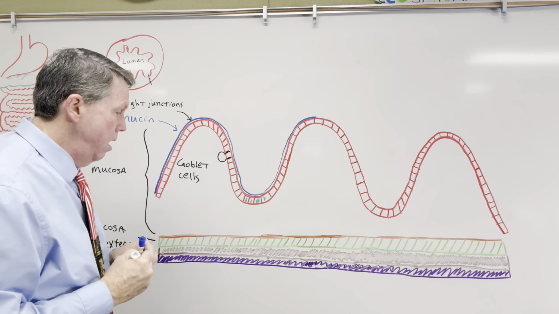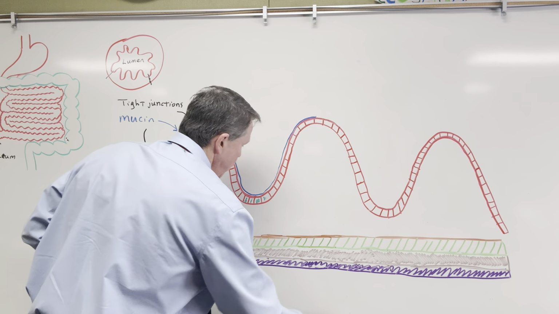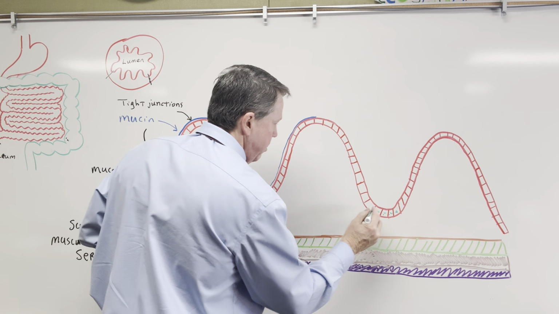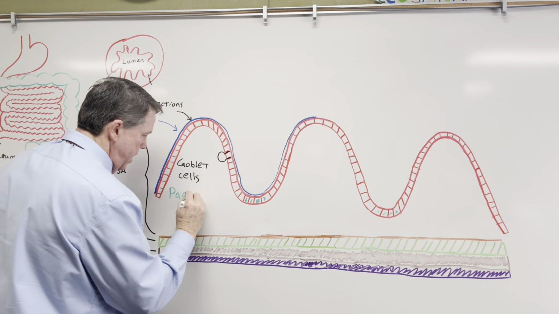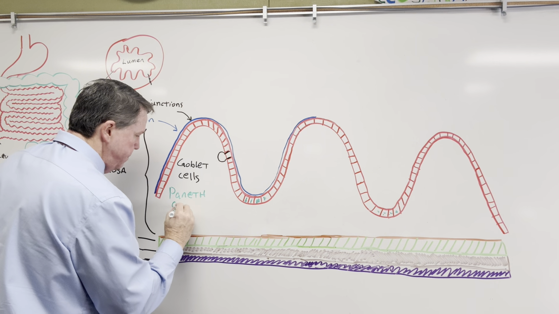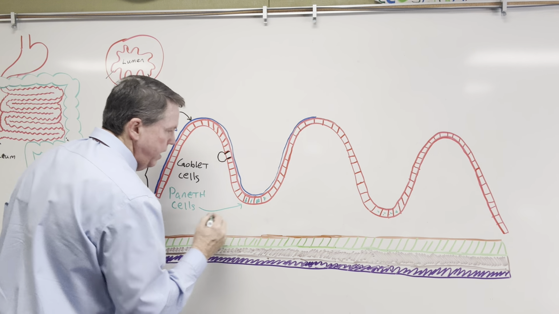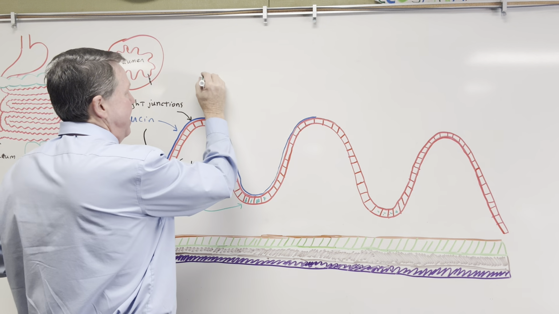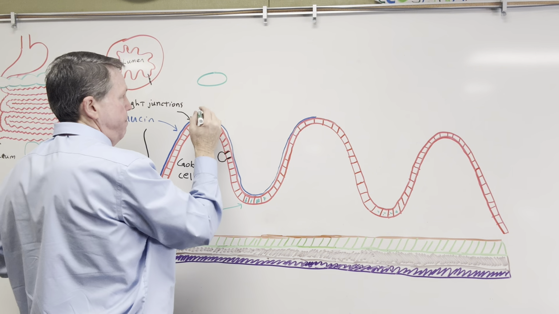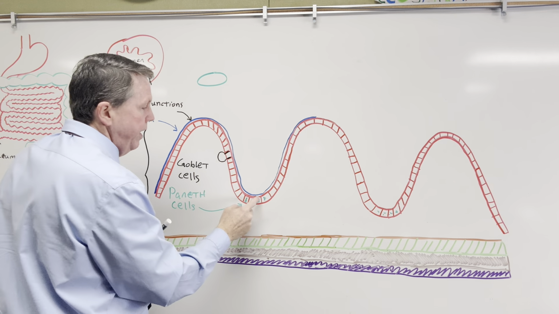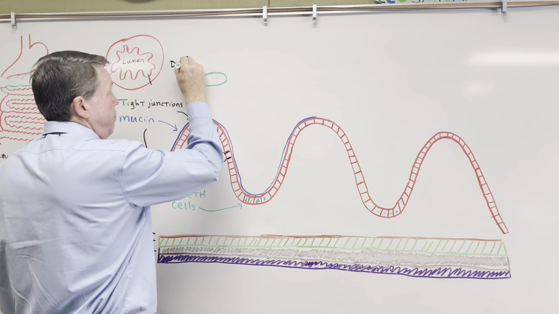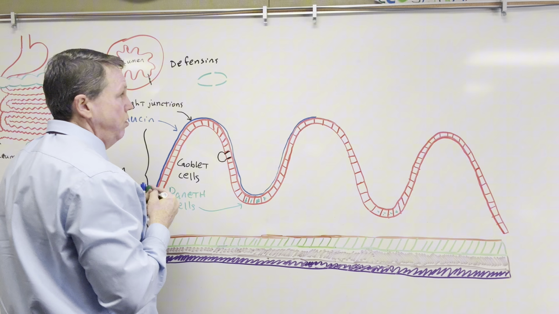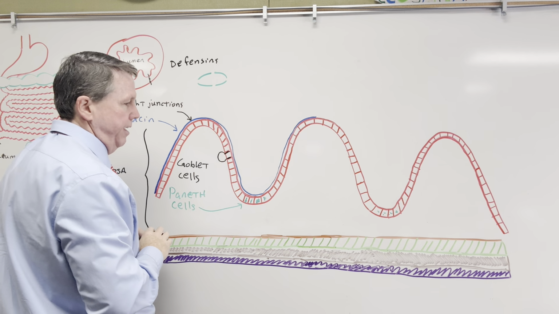If you notice down in here, I also have these green cells at the bottom of these crypts, and I'm going to have them down in here, right? And we're going to call these Paneth cells. And what Paneth cells do is they release something called defensins. The way defensins work is like this. Let's say I have a bad bacteria right here, right? This is my bad bacteria. This will secrete defensins, and what defensins will do is basically stab this. All right? And they'll break up the cell membrane and kill the bad bacteria.